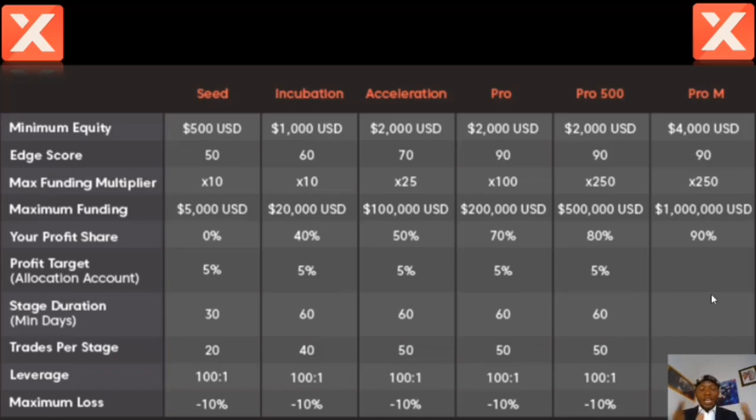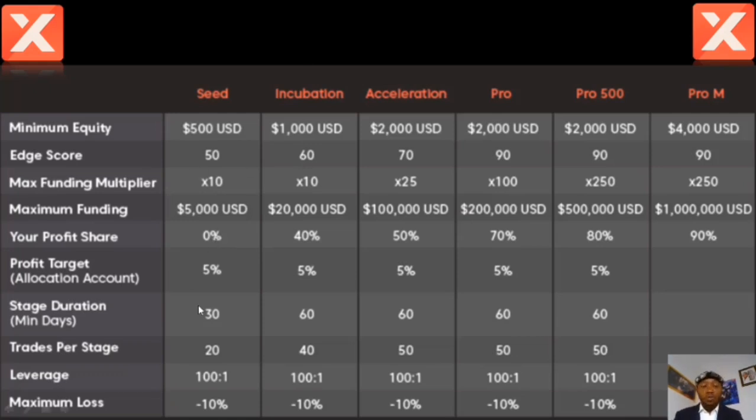Stay with me, guys. Okay, now, this is a table showing you how you can move progressively from one stage to the other and the requirements for you to go to the next stage. On the first stage, which is the seed stage, you have a minimum of $500 in your personal trading account, and as soon as you have 50 edge score, you are given a $5,000 funded account. You just need to make 5% profit of this account, and you have to stay on this stage for 30 days before moving. Now, on this particular seed stage, you don't share profit with the company. You take 0% profit. You don't share profit with the broker.